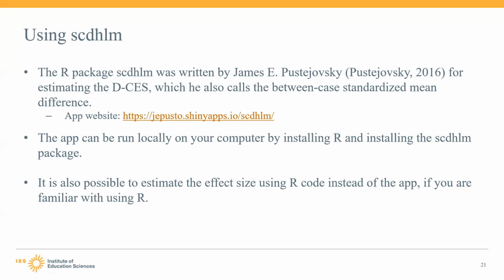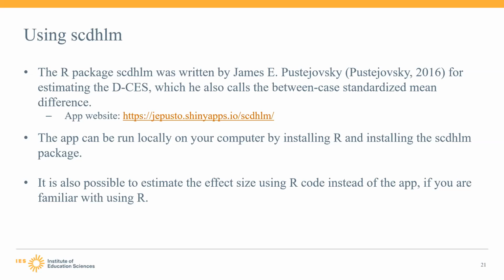Although the WWC does not endorse any particular software for estimating an effect size, at the present time, the SCD HLM package in R is the only prepackaged method for estimating the D-CES using restricted maximum likelihood, or REML, as opposed to the moment estimator. For those of you who don't know, Shiny apps are a way of putting a nice user interface on functions from an R package, so you don't have to spend time messing around with the command line if you're not comfortable with R or writing your own R code.